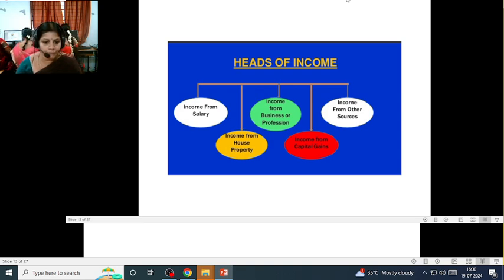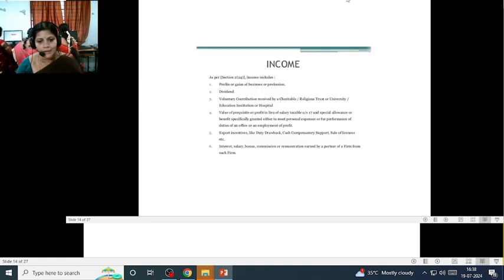The five types of persons will be earning five types of incomes. The first one is income from salary, the second is income from house property, the third is income from business or profession, the fourth is income from capital gains, and the fifth is income from other sources.